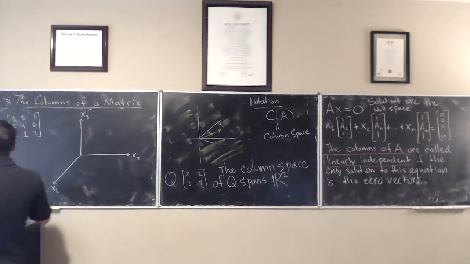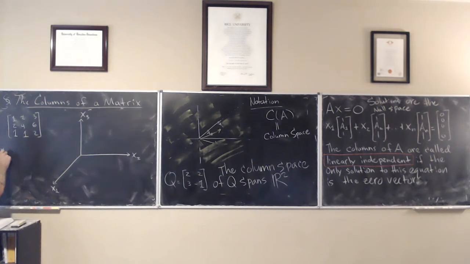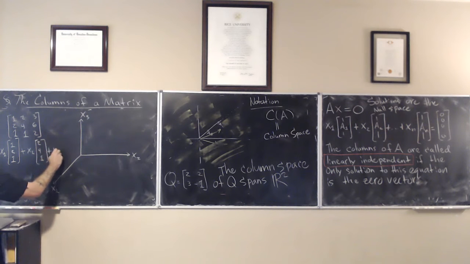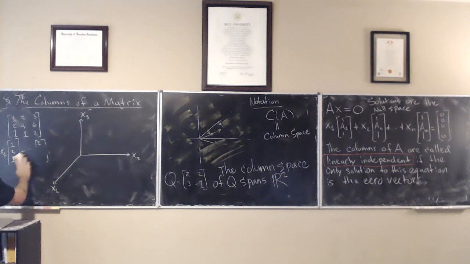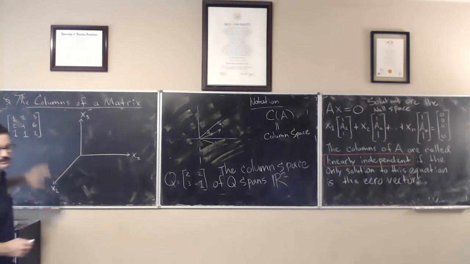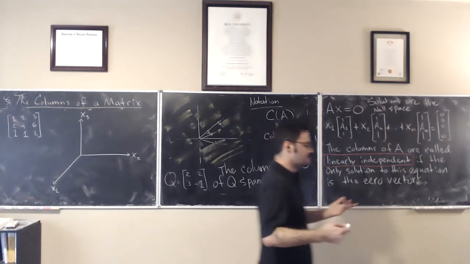Why? Because does this have a solution? 2. Well, you know what I'm about to write. I'm running out of room. Basically, 1 times that plus 1 times that minus that is equal to the 0 vector. They're dependent.